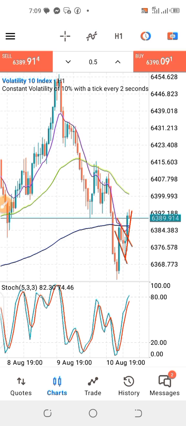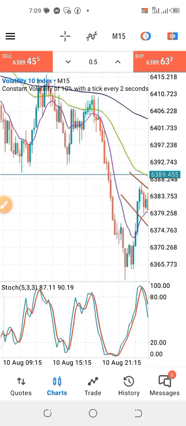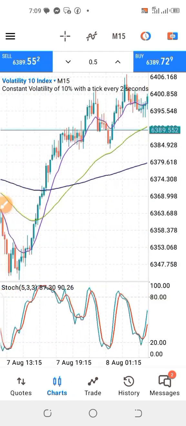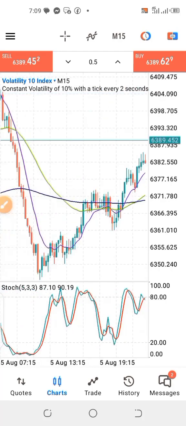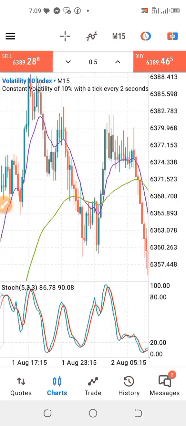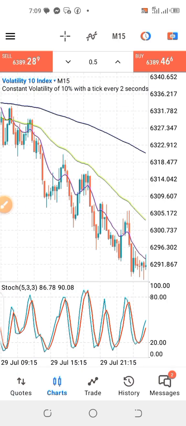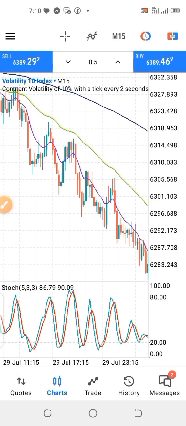So let's check for a downtrend. Let me show you guys a downtrend, so that when you see it on a downtrend, you will know how you can enter for sell. This one is just for a buy. Okay, are you seeing it? This is now our sell.